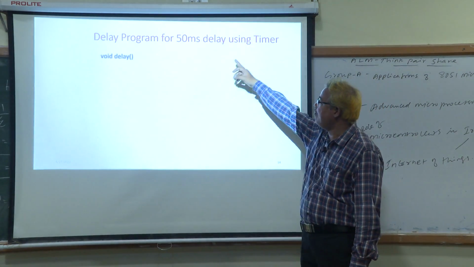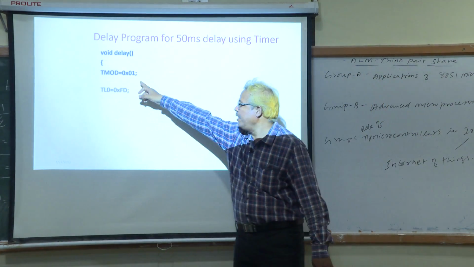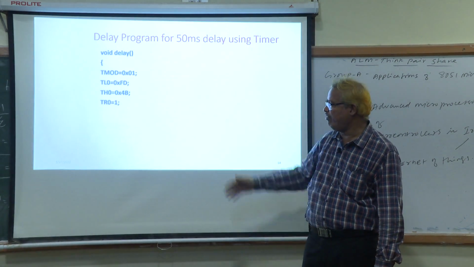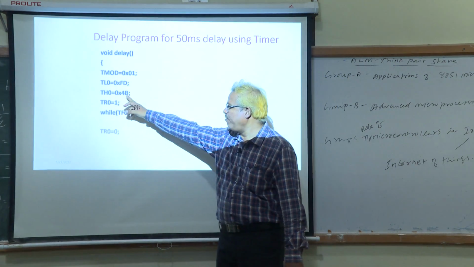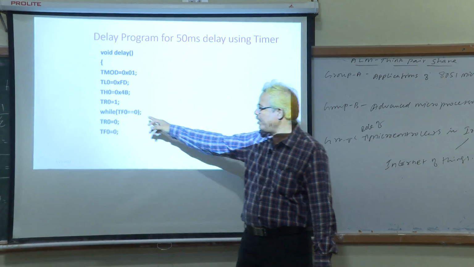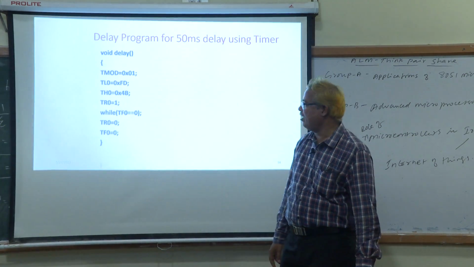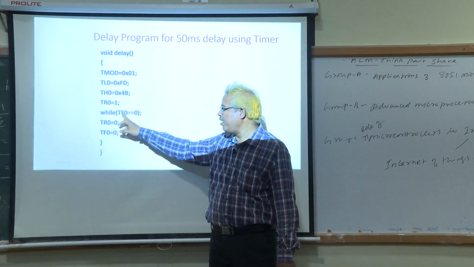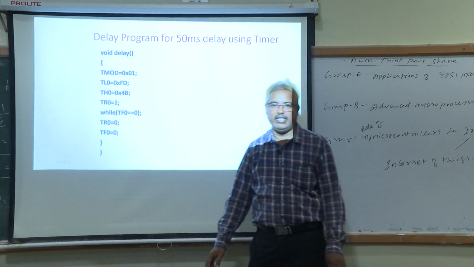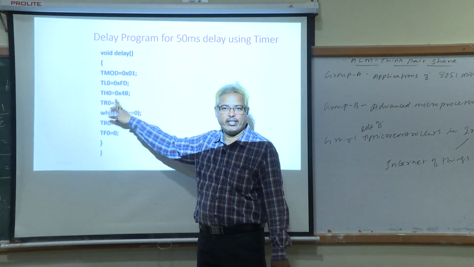Now the delay will be created using the timer. Delay program using timer, 50 millisecond delay, void delay. TMOD is in mode 1, and the value to be loaded is 4BFD, what we calculated for 50 milliseconds. The initial value of the timer register will be 4BFD to create the 50 millisecond delay, and then the timer should start running by giving TR0 equal to 1, which is in the TCON register. Now we check whether TF, the timer flag, is set or not. If it is not set, that is TF equal to 0, this loop will keep executing.